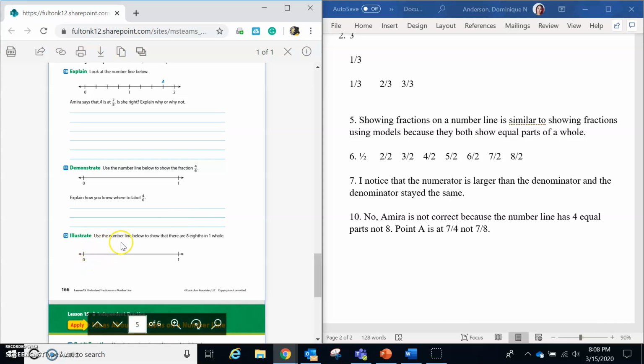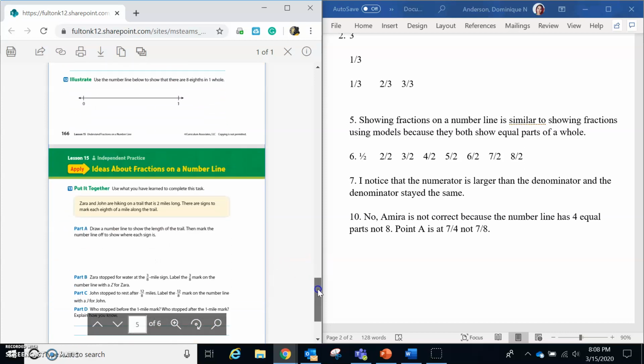Now, use the number line below to show that there are 8 eighths in one whole. So again, 8 eighths, which means we're going to have 8 equal parts. Which means how many lines would you draw? 7, not 8. We're going to draw 7. That's going to give us 8 equal spaces. Okay, and then label all of them until we get to one whole, and that's going to be 8 eighths.